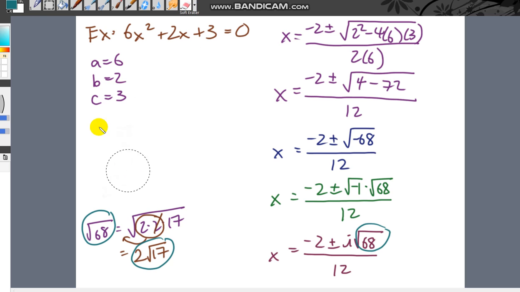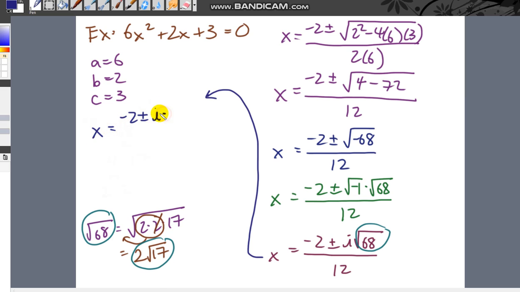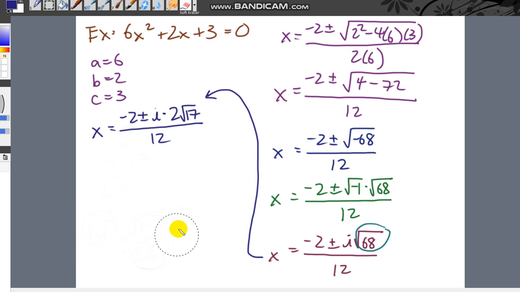I just need to make a little bit of space here. Okay, so what I am going to do is rewrite this all the way back up here. Bring it back up. So we get x equals negative 2 plus or minus i times, we're going to replace this expression with the square root of 68. So we have 2 times the square root of 17, and then we divide this by 12. Okay, making a little bit more space here.